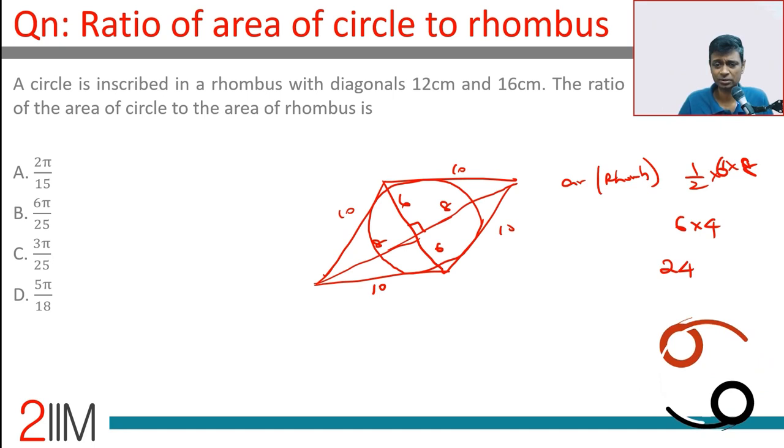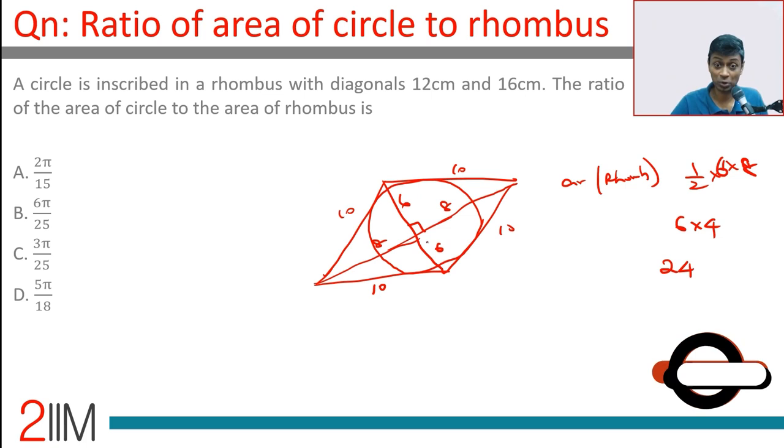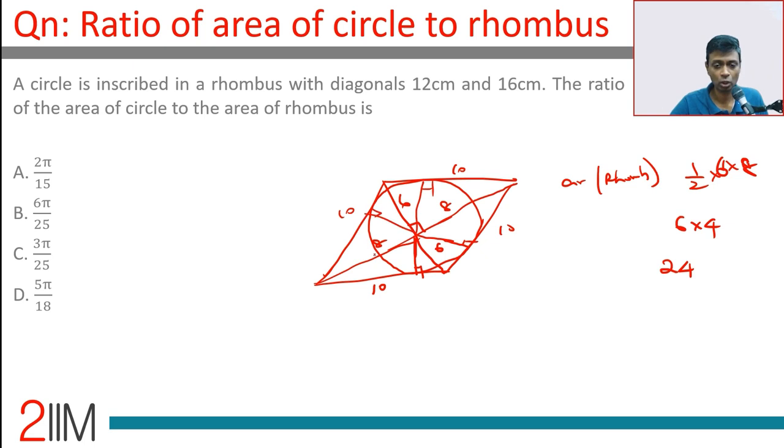Think about this. Radius will be perpendicular to the side of the rhombus. Why so? Because tangent is perpendicular to the radius. Side of the rhombus is a tangent to the circle. Right. So if you find radius, we are through.